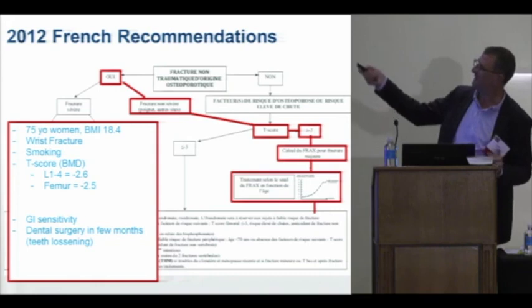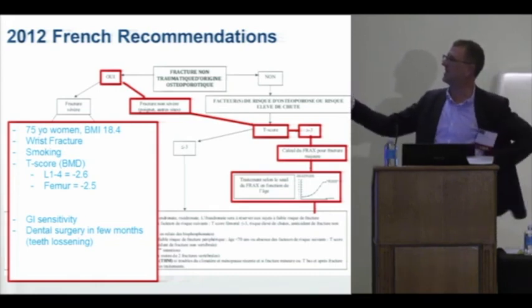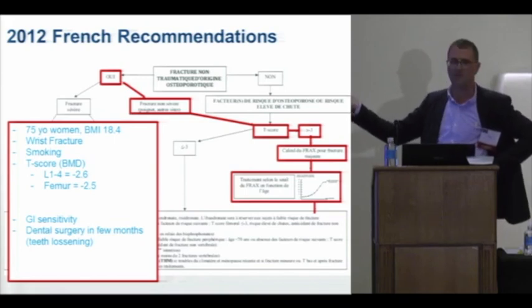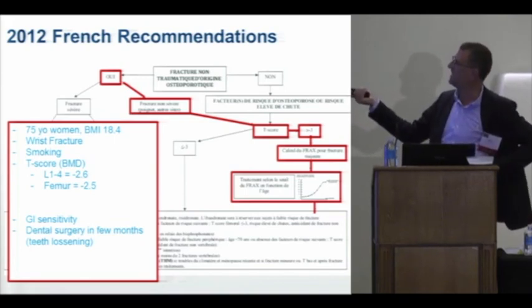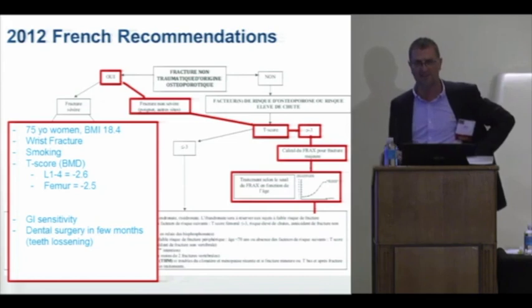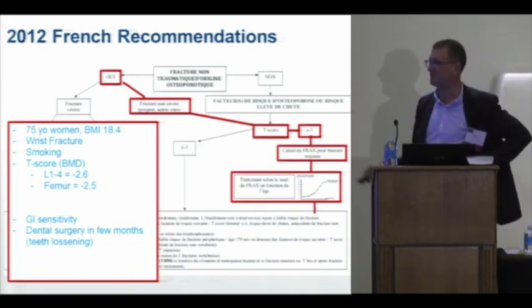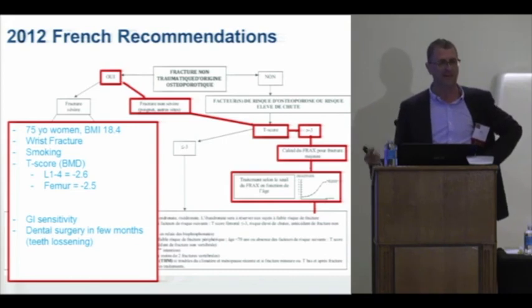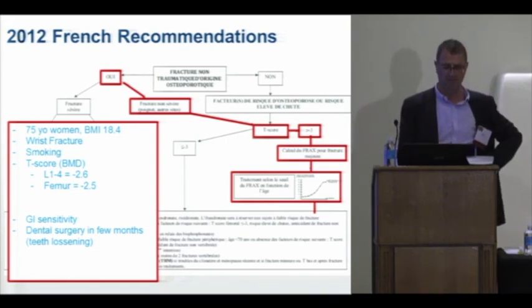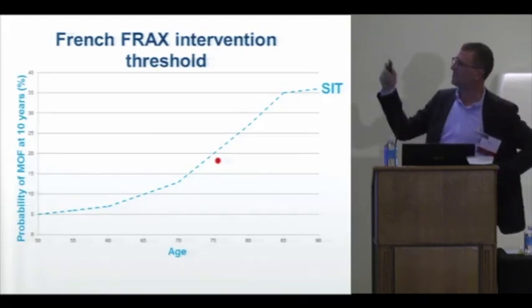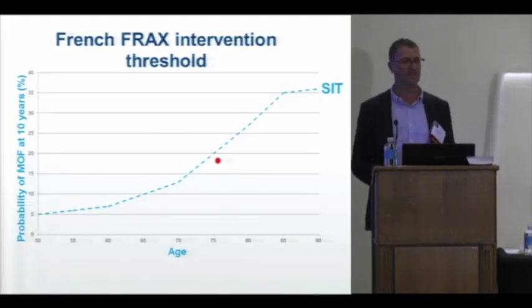But with their recommendation, they say, okay, wrist fracture, yes, but it's not a major one. So you want to go with the BMD. If the BMD is above minus 3, which is the case with minus 2.6, then you calculate the FRAX. And depending on the FRAX value, you treat or you don't treat the patient. So if we take that patient, she's just under the therapeutic threshold.